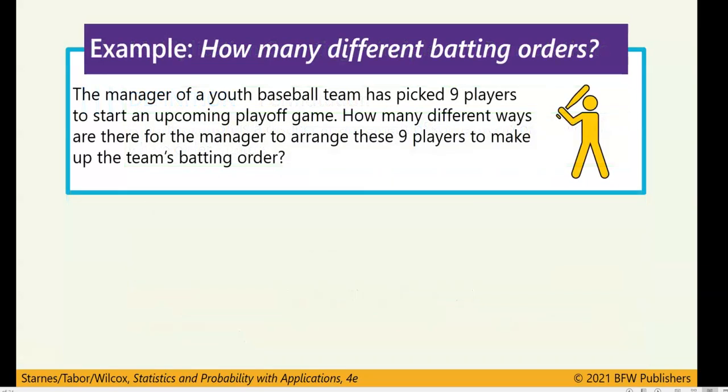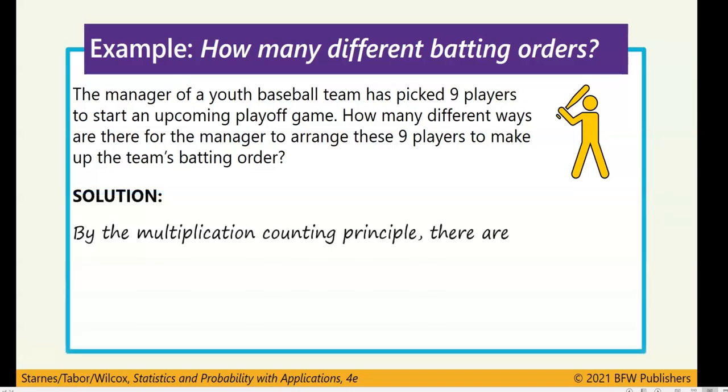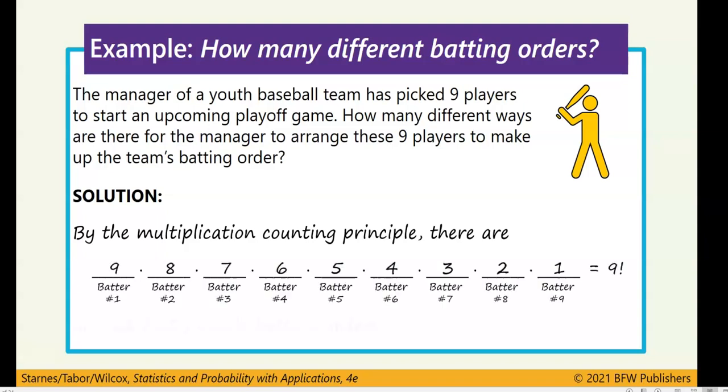So, the manager of a youth baseball team has picked 9 players to start an upcoming playoff game. How many different ways are there for the manager to arrange these 9 players to make up the team's batting order? By the multiplication counting principle, there are 9 options. There's 9 different people we could put first in the batting order. Once you've chosen that person, he's not eligible for the other options, so there's only 8, and so forth. Multiply that out, or just type 9 factorial.